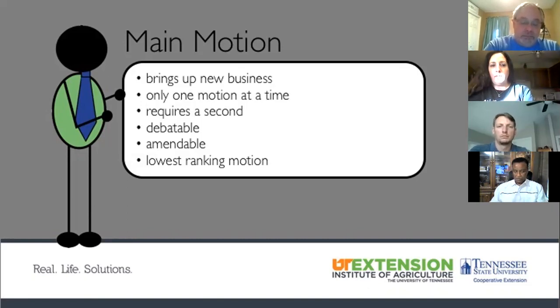You can only have one main motion at a time. Now, once we finish that, it's done. Then we can have another main motion, but there can only be one at a time. It does require a second.